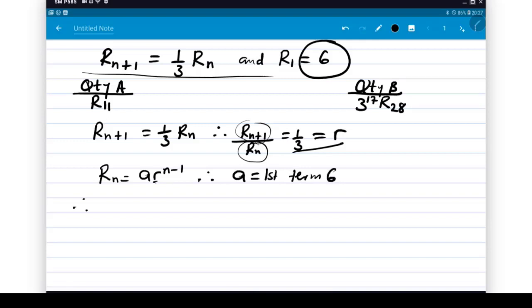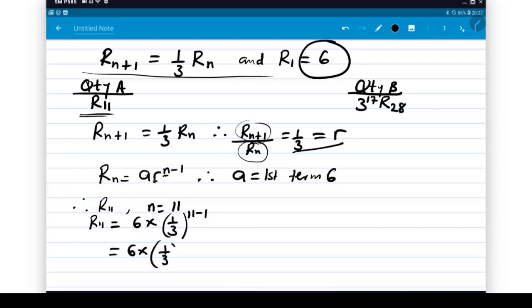Therefore, first, what is my R11? My R11 means my n is 11. And that means my R11 will be A, which is 6, times R, which is 1 over 3, raised to power n, which is 11 minus 1. And this will give me 6 times 1 over 3 raised to power 10. Okay, I will leave it like that.